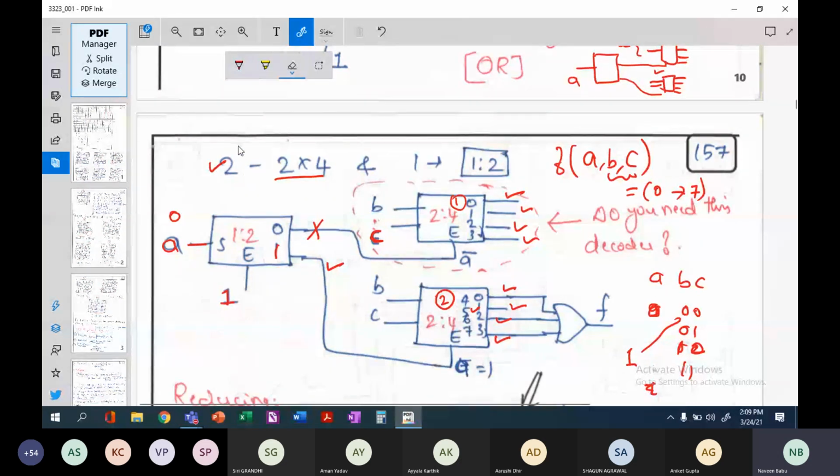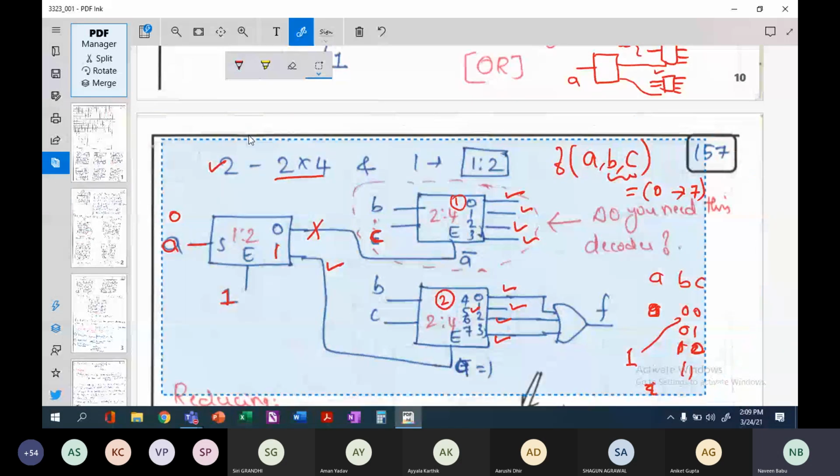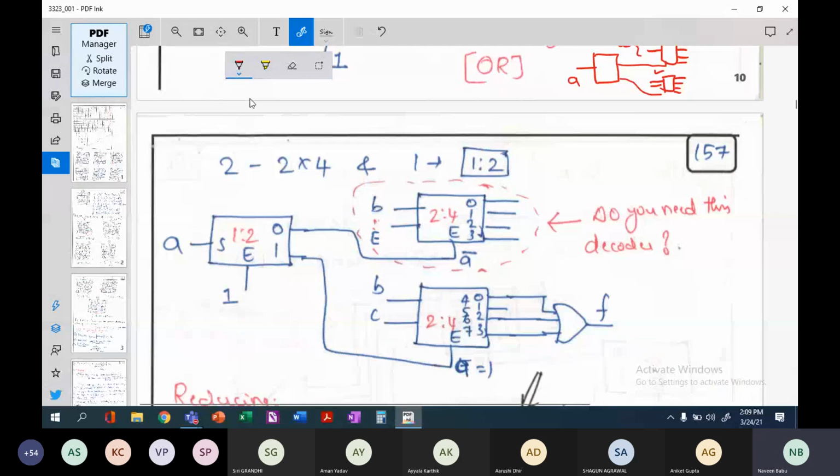Now coming back to the problem. What is the function that they have asked us to implement? It is f of a, b, c equal to the minterms 4, 6, 7. Am I right? Okay, so now we have created the setup. Now we have to complete the implementation of the minterms. Where is 4? 4 is here. 5 is here, 6 is here, and 7. And we put an OR gate, and this is the function f of a, b, c equal to minterms 4, 6, 7.